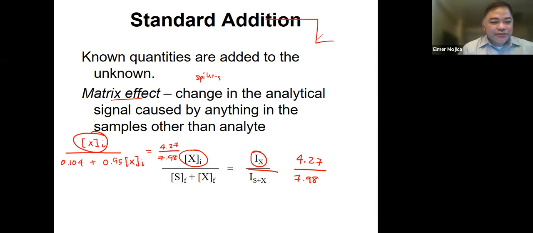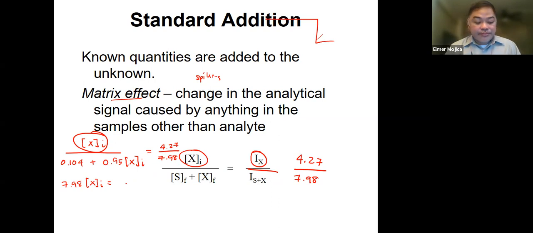So the way that I'm going to do here is you just need to do some mathematics. So I can cross multiply this with this one. So I have what? 7.98 Xi. And then on the other side, I can multiply what? 0.104 times 4.27. So I have here 0.444.